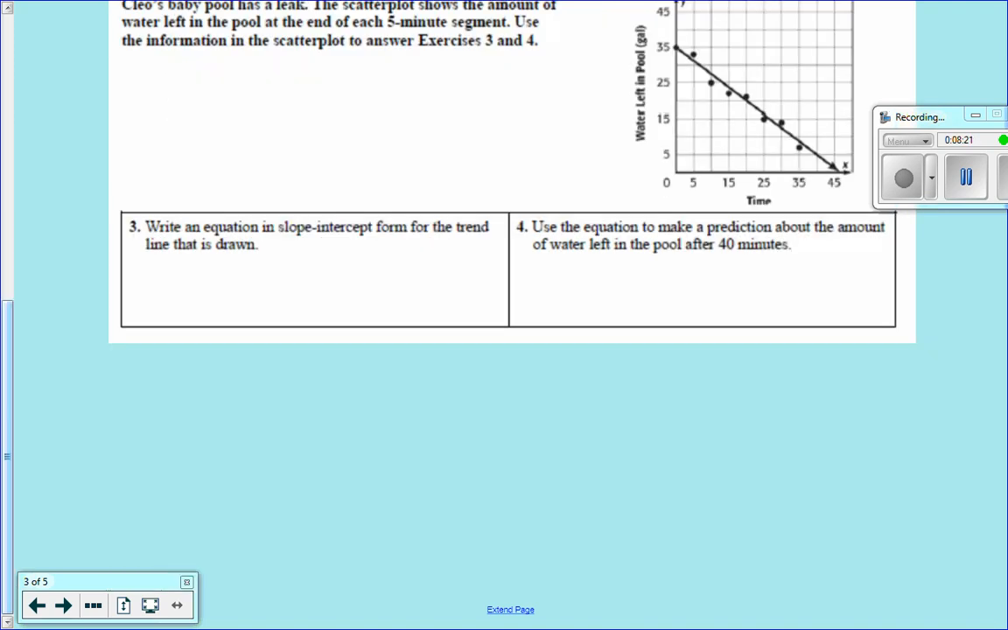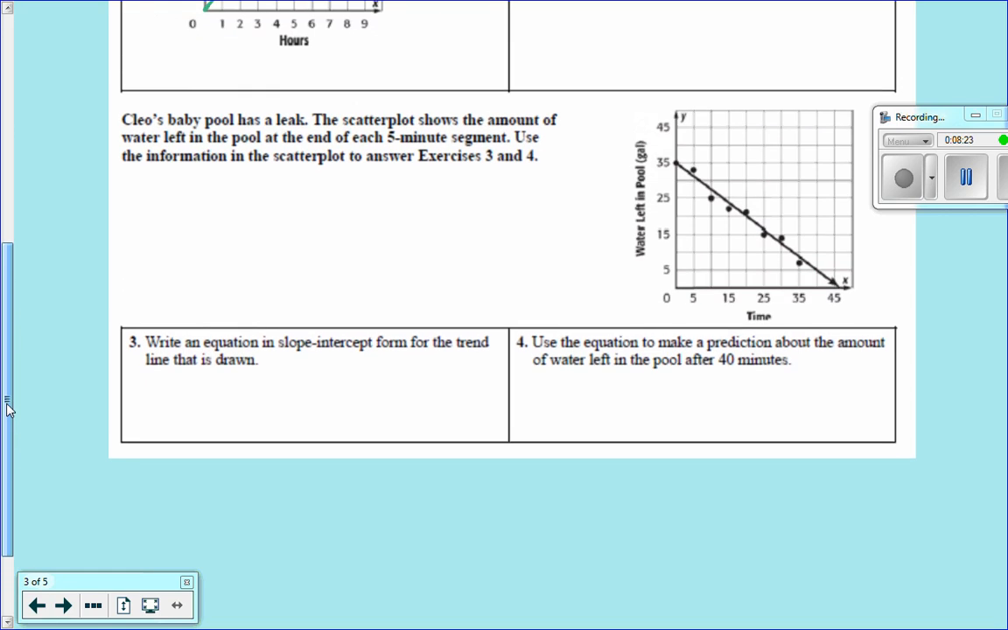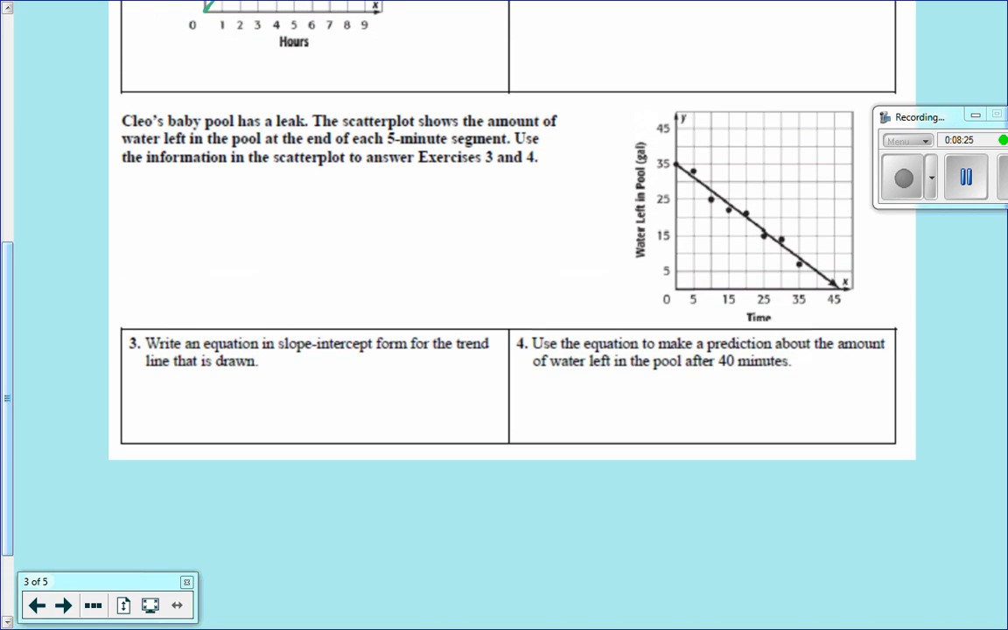They do want us to write an equation in slope-intercept form. So on your reference material, remember that's y equals mx plus b. And we're going to use that trend line to help us predict. Okay, so what is our y-intercept? 34. Good.